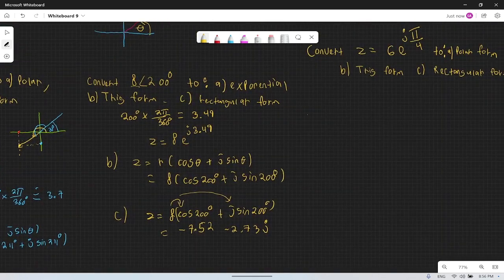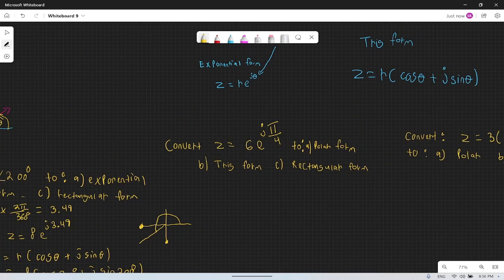And we can just do a quick sketch, not to check our answer, but to make sure it's along the right tracks. We had an angle of 200 degrees, so we'd have 90, 180, and then somewhere over here in this third quadrant. So it makes sense that we have a negative value for our real component and a negative value for our j component as well.